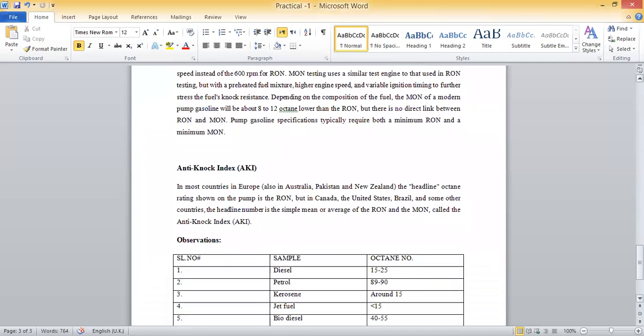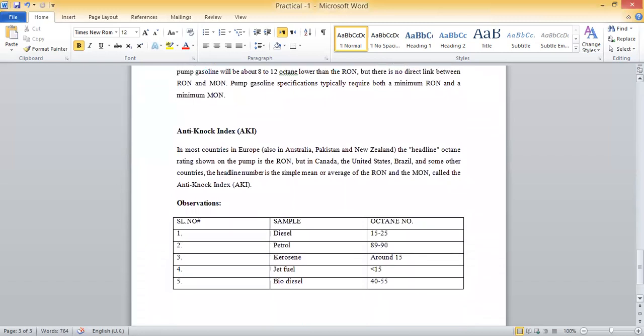Lastly, we have the anti-knock index. In most countries in Europe, the headline octane rating shown on the pump is the research octane number, but in Canada, the United States, Brazil, and some other countries, the headline number is the simple mean or average of the research octane number and the motor octane number, called the anti-knock index. Here's an observation table showing the octane numbers of different samples determined by these three methods.